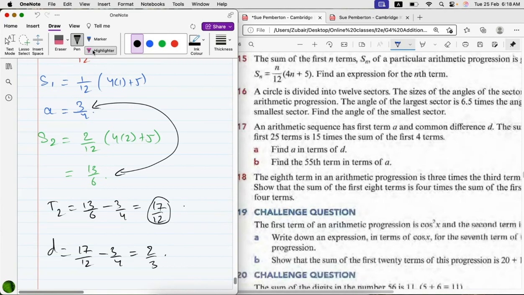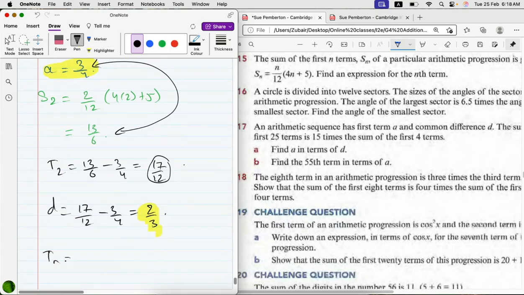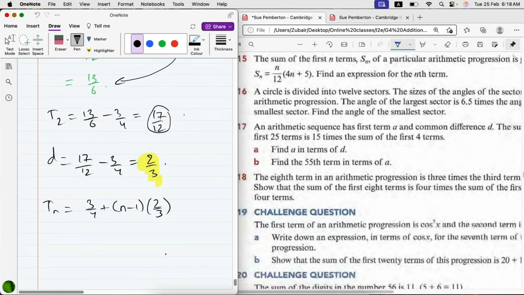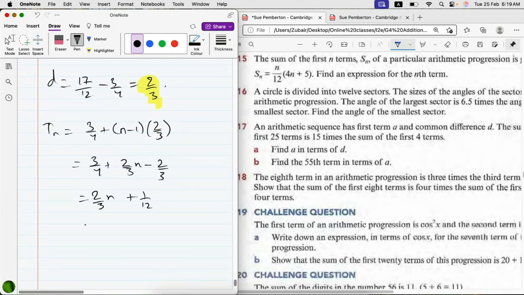So we have the difference and we have the first term. So nth term could be written Tn is equal to a plus n minus 1 into d. 3 by 4 plus 2 by 3n minus 2 by 3, 2 by 3n, and 3 divided by 4 minus 2 divided by 3 is 1 by 12. Either we can leave it like that or take something common. This was question 15.